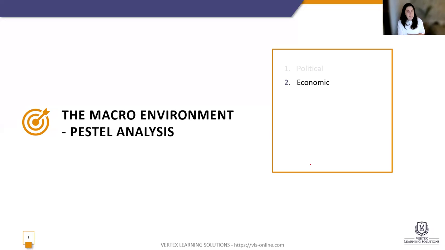The next is economic. So is there a recession? Is there a problem in the economy or not? We are going to talk about the cost of our resources. For example, maybe labor is becoming cheaper, or taxes are cheaper, or there is going to be some tax benefit in some area.